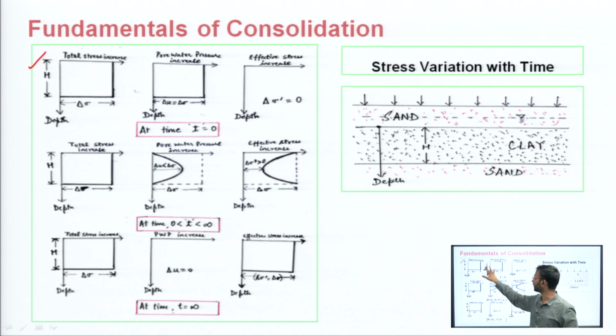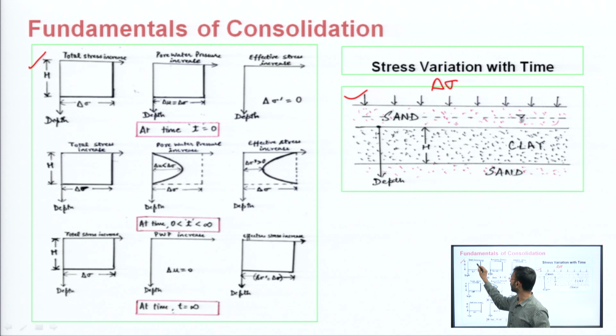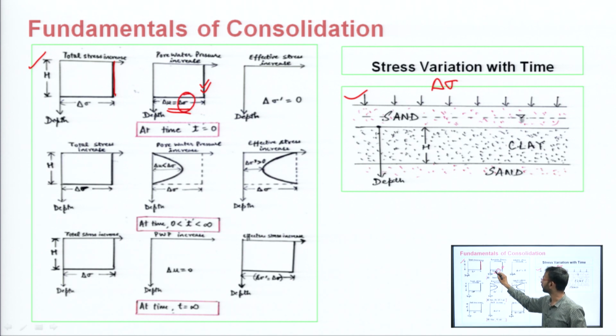So this thing is at time t equal to 0. What happens when you apply the load in this figure C here? When you apply the load delta sigma, the entire load, the total stress will be what? Delta sigma. See this here. Now I told you in the spring analogy that the entire load at the initial moment, water will be trying to take the entire load. So the pore water pressure here, the entire load will be taken by what? Pore water pressure. So delta U is equal to what? Whatever be the change, whatever load applied, that is taken up by the pore water.